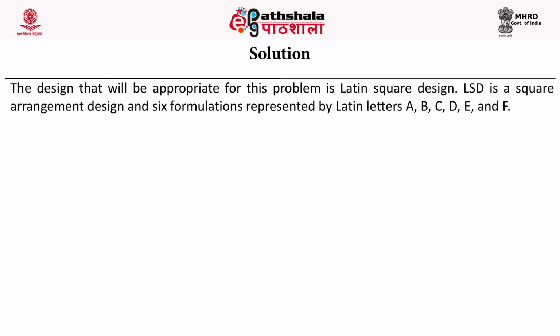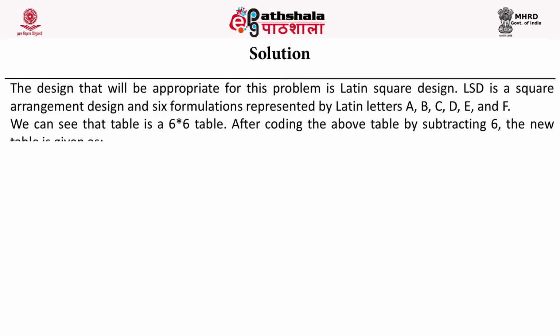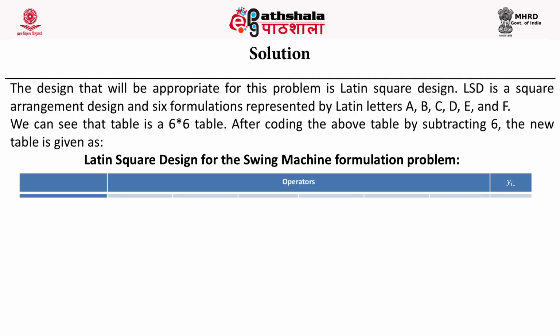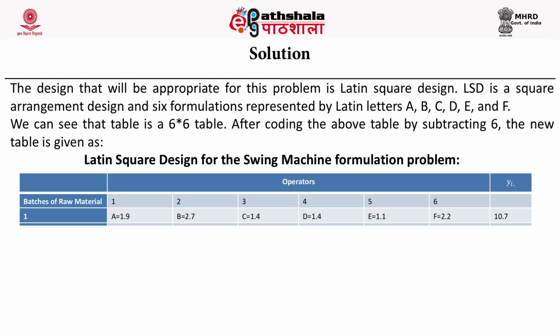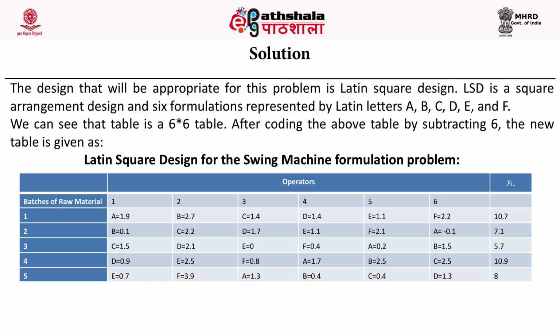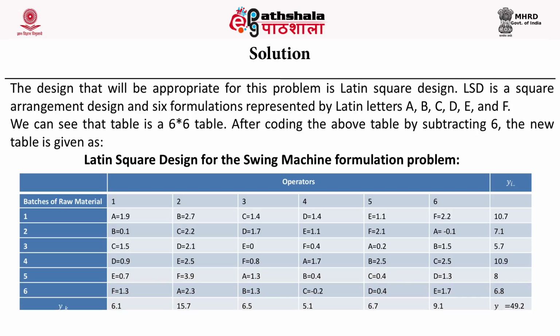The design that will be appropriate for this problem is Latin square design. LSD is a square arrangement design, and 6 formulations are represented by the Latin letters A, B, C, D, E and F. We can see that the table is a 6 cross 6 table. So after coding the above table by subtracting 6, the new table is given here.